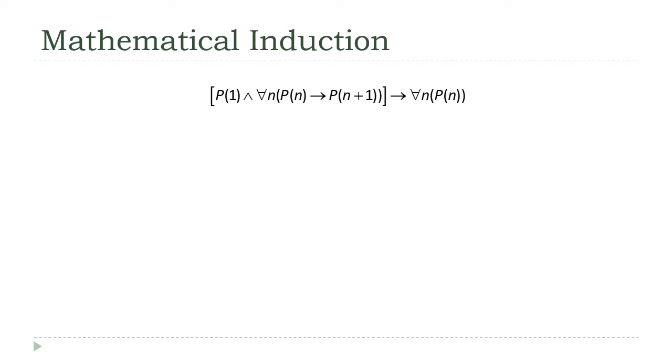So thinking back to our rules of inference, if I wanted to write mathematical induction as a logical predicate, it would look like this. The premise starts off by saying P of 1, that's the basis step, and for every n, P of n being true implies P of n plus 1 is true. That's the inductive step. And if these are both true, that's the and part, then we have P of n is actually true for every n.